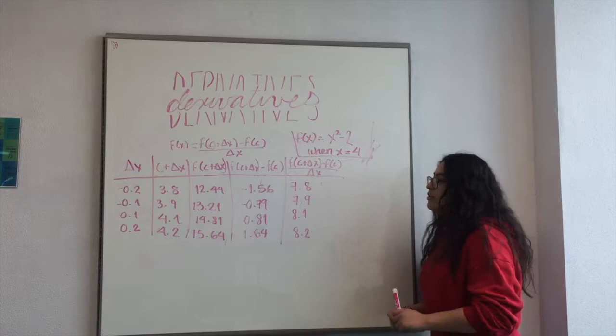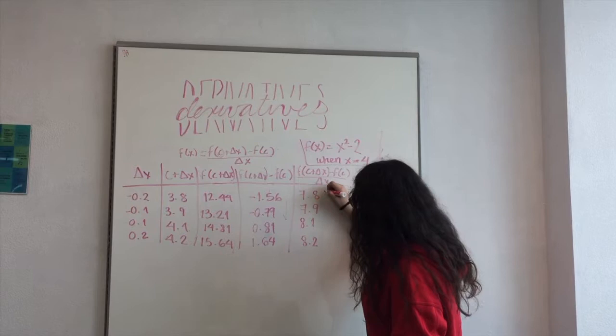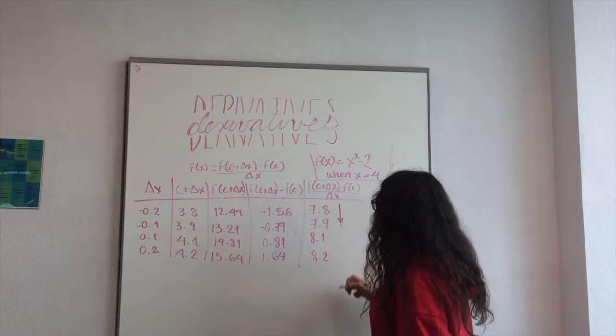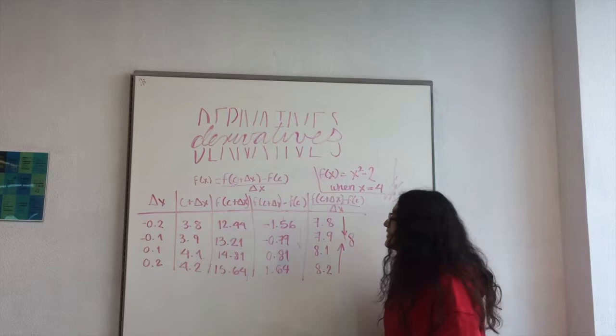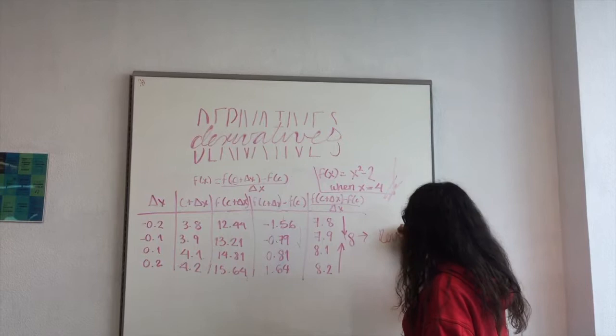You're going to do the same procedure for all the values, and as you can see, the first two values are going to approach the number 8, and the other two values are going to approach 8 too, which gives you the result that the rate of change for this function is 8.